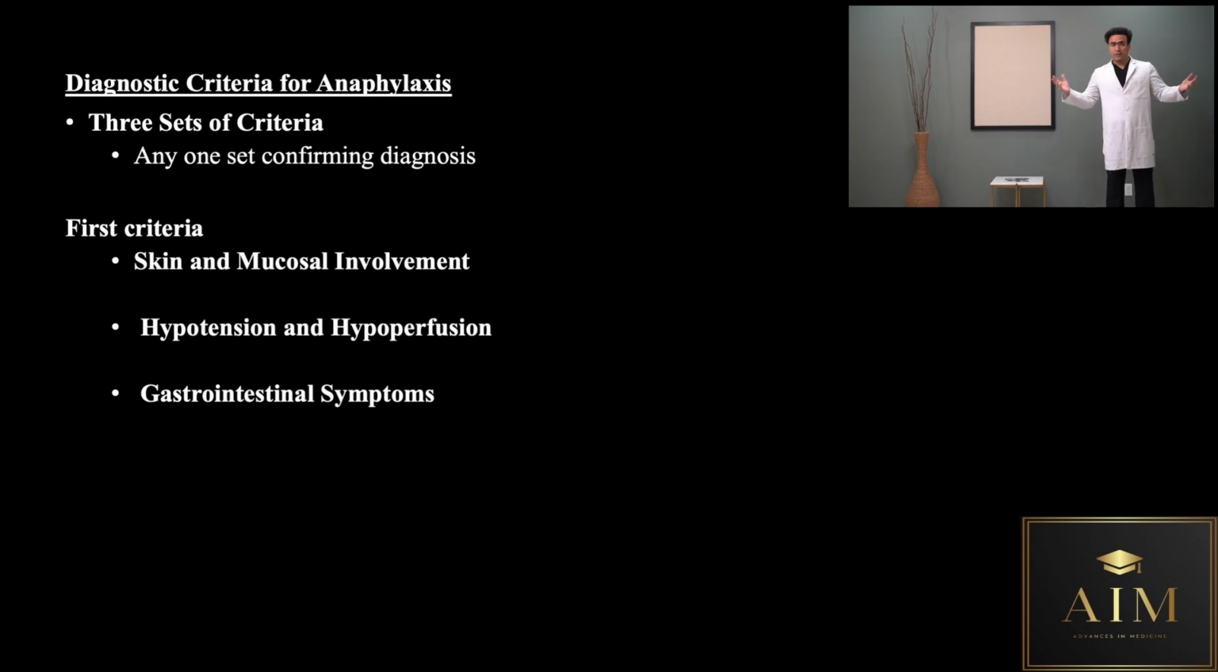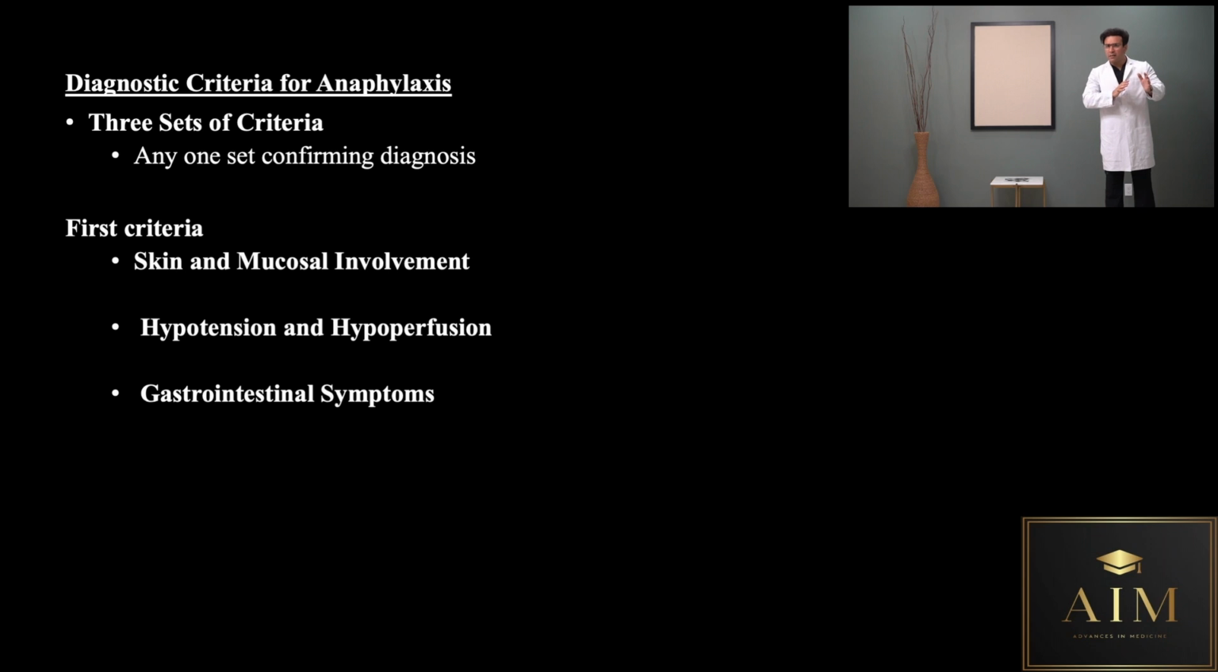So how do we diagnose anaphylaxis? There are three sets of criteria that, if any one is met, can confirm the diagnosis. The first set of criteria revolves around skin and mucosal involvement. This includes symptoms like rash, flushing, and hives. These are often indicative of an allergic reaction involving the release of histamine and vasodilation.